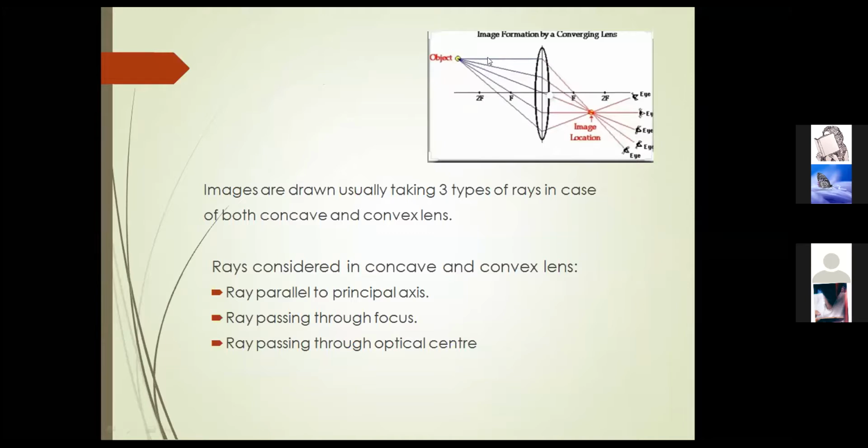directing many rays like this one parallel to the principal axis and in many other places, but we will not consider all these rays because it will make our ray diagram very tough. So we usually consider three rays in concave and convex lens. They are the rays parallel to principal axis, rays passing through focus, and the rays passing through optical center.